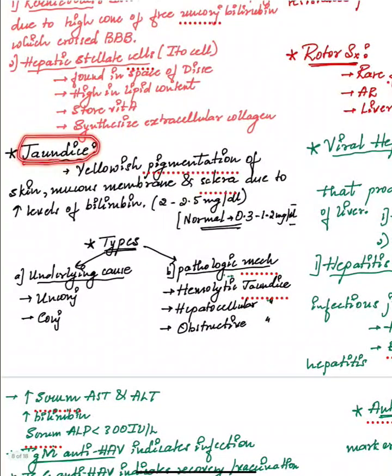Jaundice. As we all know, the important topic is jaundice. What is jaundice? Jaundice is a yellowish pigmentation of the skin, mucous membrane, and sclera due to the increased level of bilirubin. As we know, the normal bilirubin is 0.3 to 1.2 mg per dL. If the increased levels are 2 to 2.5 mg per dL, it is considered as jaundice. Now coming to types, there are two types. If differentiated by underlying cause, it may be unconjugated and conjugated. Coming to pathological, it may be hemolytic jaundice, hepatocellular or obstructive jaundice.